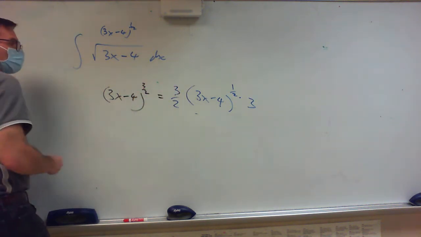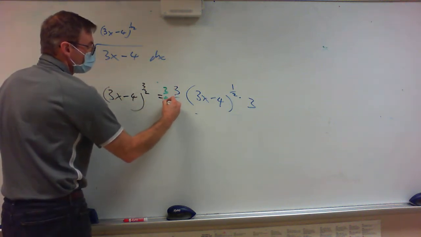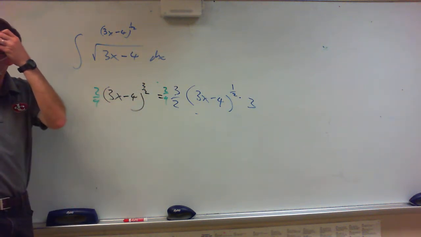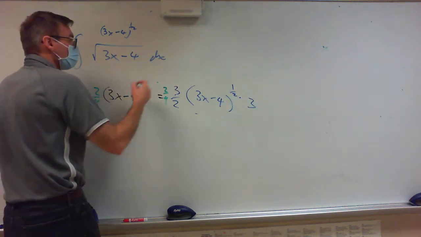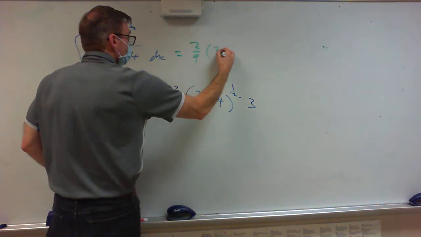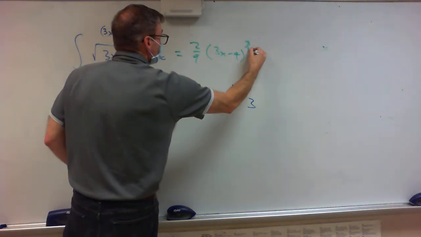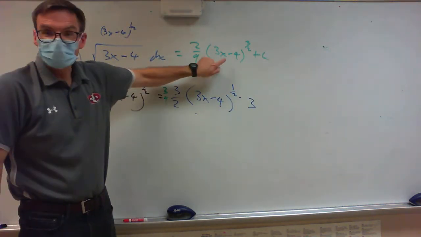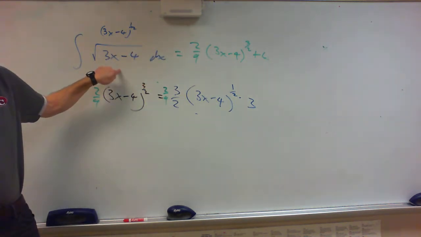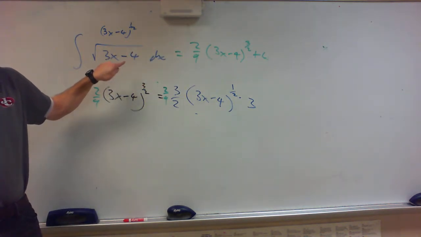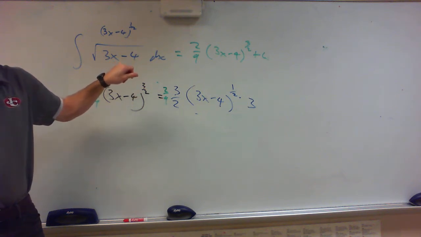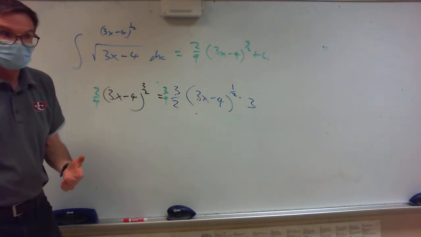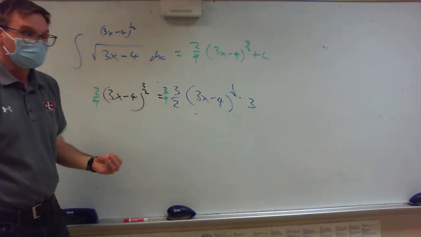So the way we get rid of that 9/2 is we're going to multiply both sides by 2/9. Everybody see how that works? So if we multiply both sides by 2/9, then that's going to give me 2/9 times 3x minus 4 to the 3/2 plus c, all right? And my claim is, if you take the derivative of this, you get this. Does this make sense? A byproduct of all this is you're going to get really good at taking derivatives. All right. Are we okay?